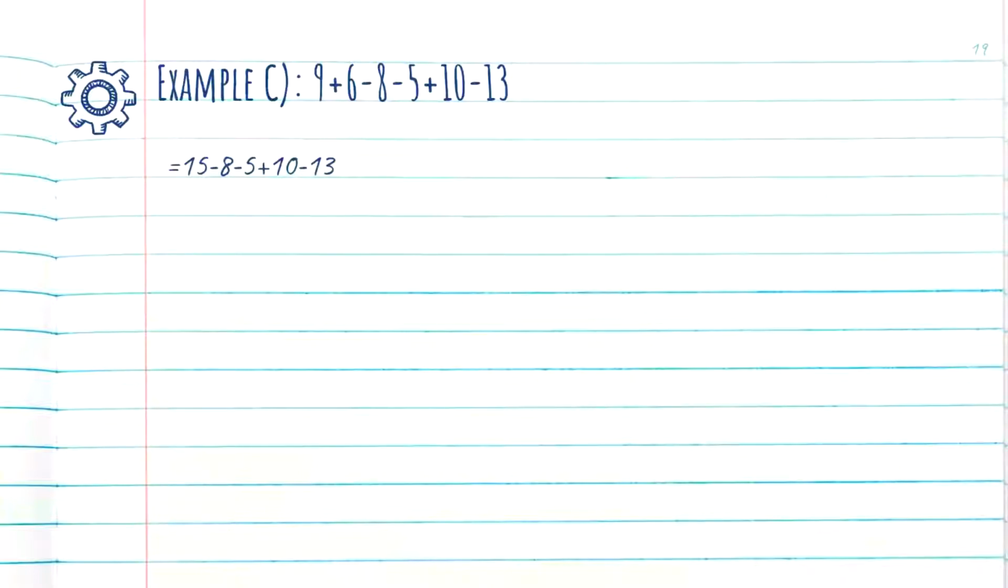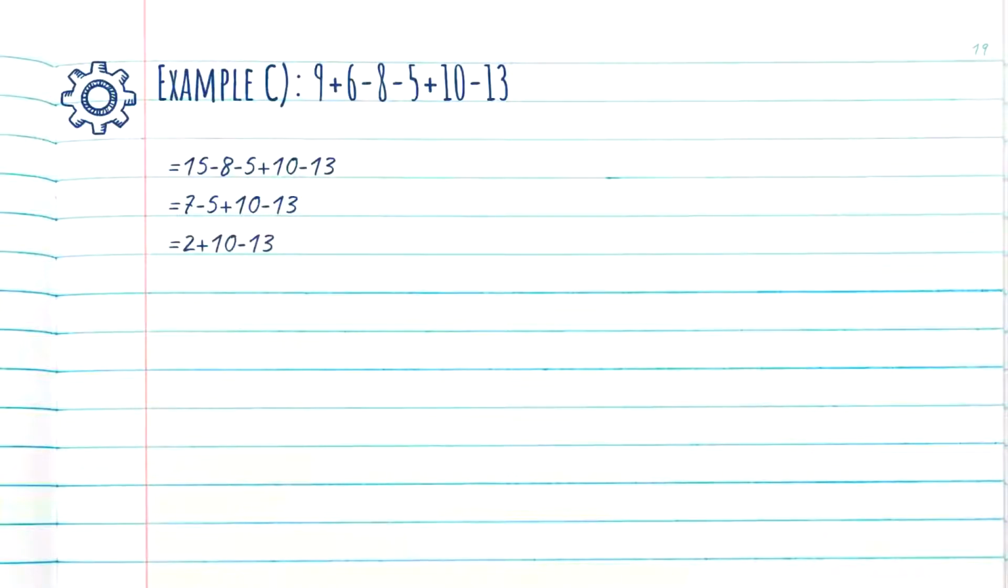This gives us a new equation, and we can look at this one and say, what's the next step? Well, the next step is 15 minus 8, because we're going to solve them in the order which they appear. So 15 minus 8 gives us 7. Then we can drop the rest of the equation down. So that gives us a new line of 7 minus 5 plus 10 minus 13. Again, we're going to solve the next operation, which is the first one. So 7 minus 5 gives us 2 plus 10 minus 13, because we're dropping the rest of the equation.